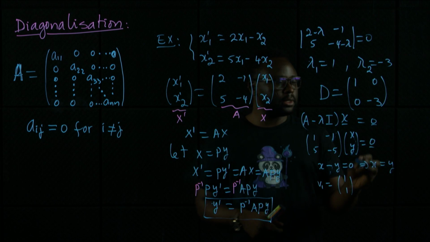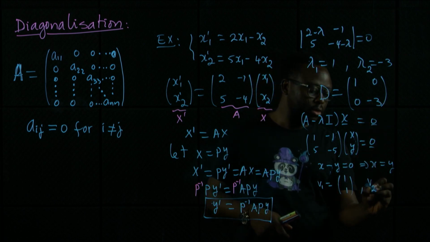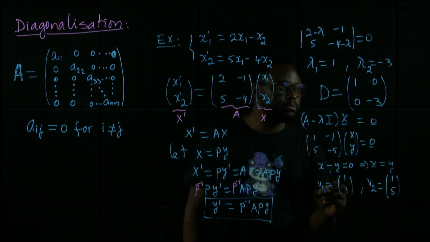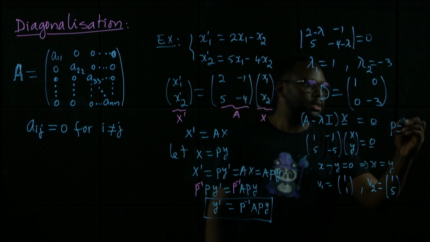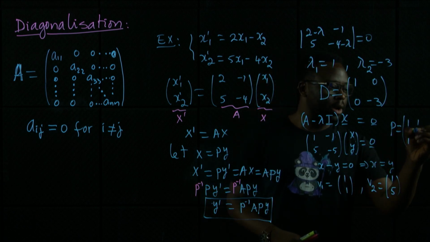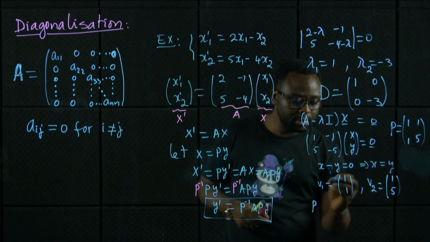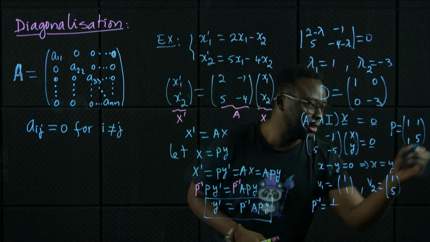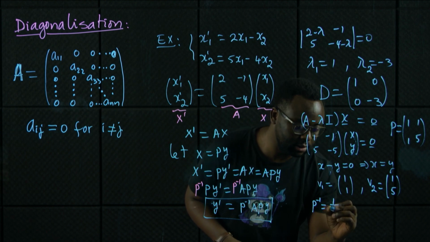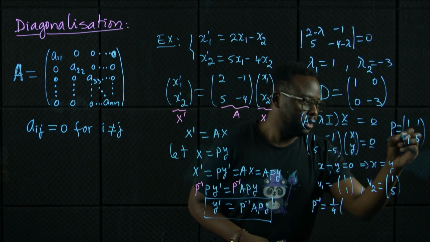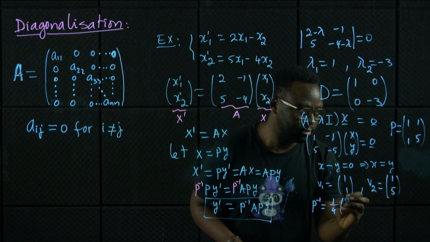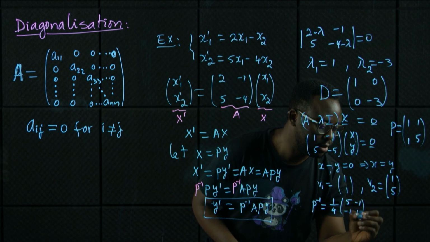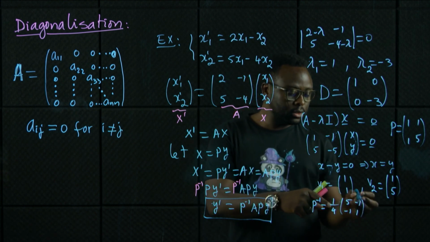So we do the same for the second eigenvalue, and we see that v2 will be 1, 5. All right, from this we form the matrix P such that the matrix P is equal to 1, 1 and 1, 5. So the inverse of this matrix, the 2 by 2 matrix, is just 1 over the determinant. The determinant of this is 5 minus 1, this is 4. And the inverse, the transpose is 5, minus 1 and minus 1, 1.